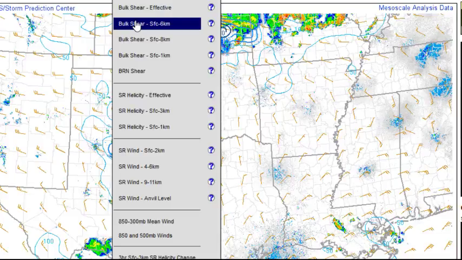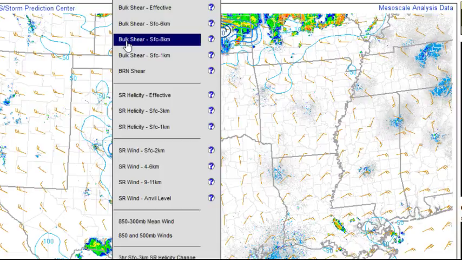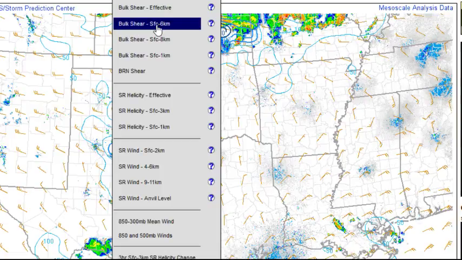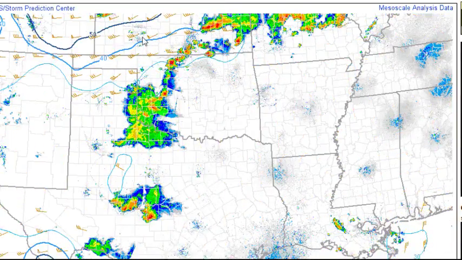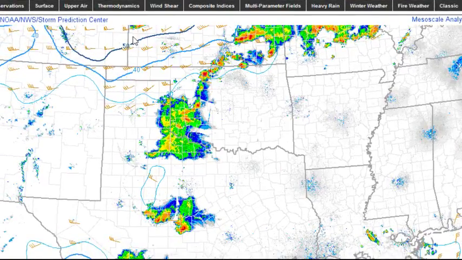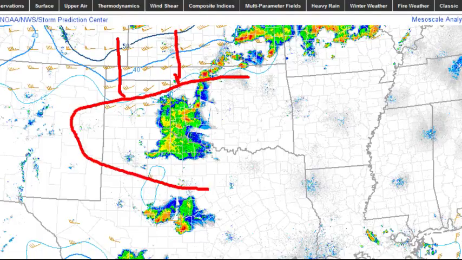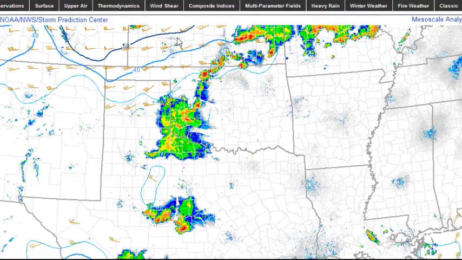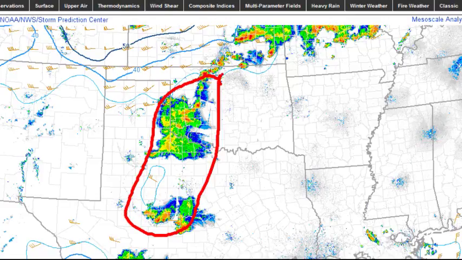What else to look at? Let's look at the deep layer bulk shear. For that, we can go to surface through 6 kilometers. And we can see that the stronger shear is well up to the north, 50 knots up in that region, but it drops rapidly to the south as you go into Oklahoma and Texas. So that right there is going to be a major impediment to storm organization. And that's the reason we're not seeing a whole lot of severe in this region, in spite of the high instability.